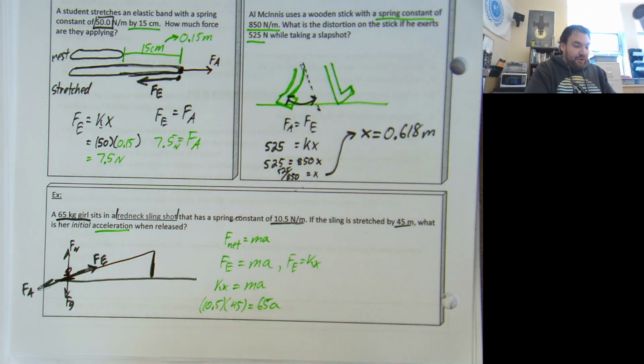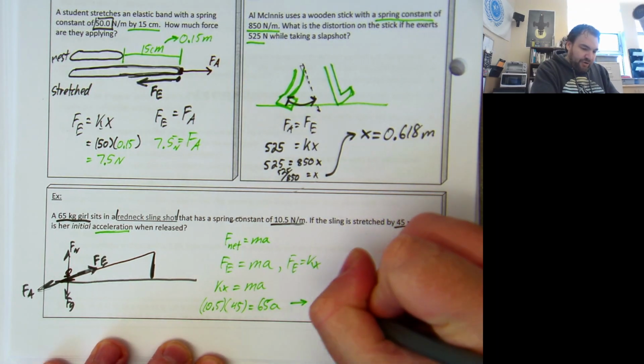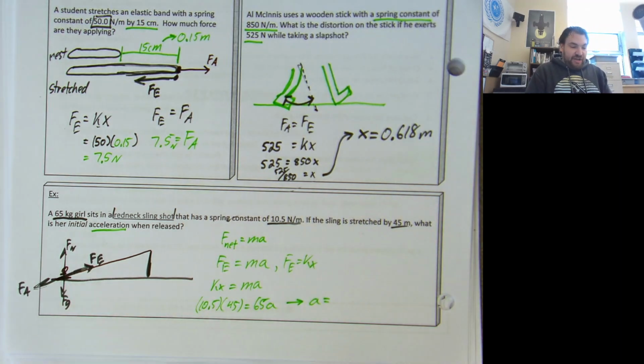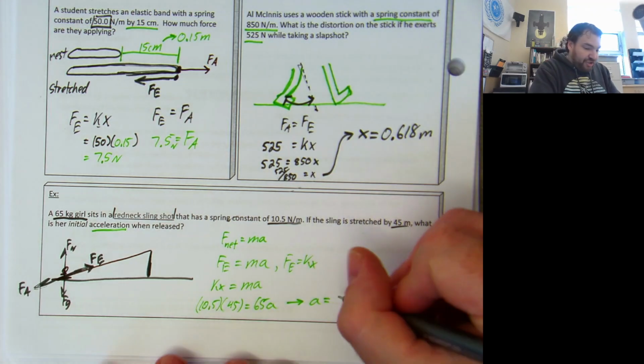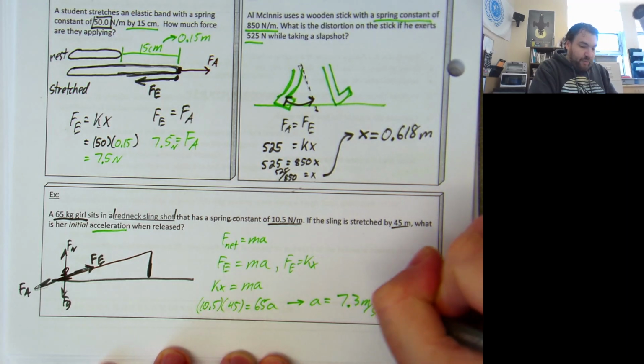So now we can just go ahead and multiply these two together and divide by 65. You're going to find that her initial acceleration is 10.5 times 45 divided by 65. Her initial acceleration is 7.3 meters per second squared.